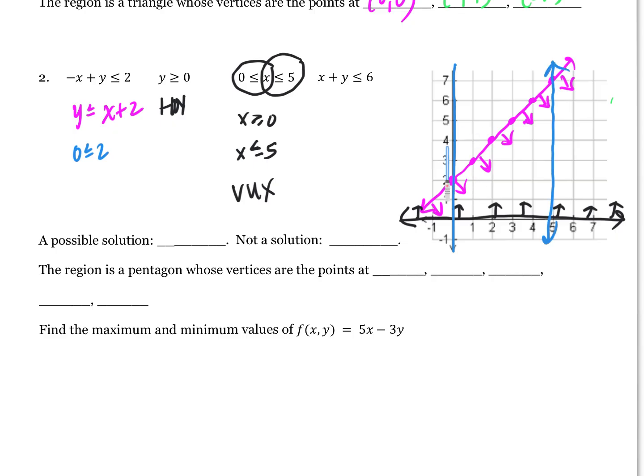We're going to draw arrows towards one another because it's talking about this region here. My x's have to be bigger than 0, which would go to the right, but less than 5, which would go to the left. So I'm going to draw some blue arrows that say I'd be going to the right and I'd be going to the left.